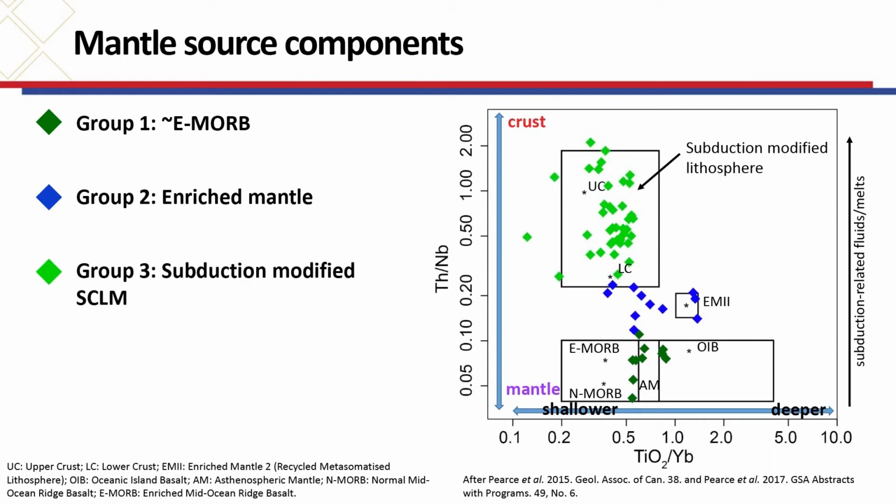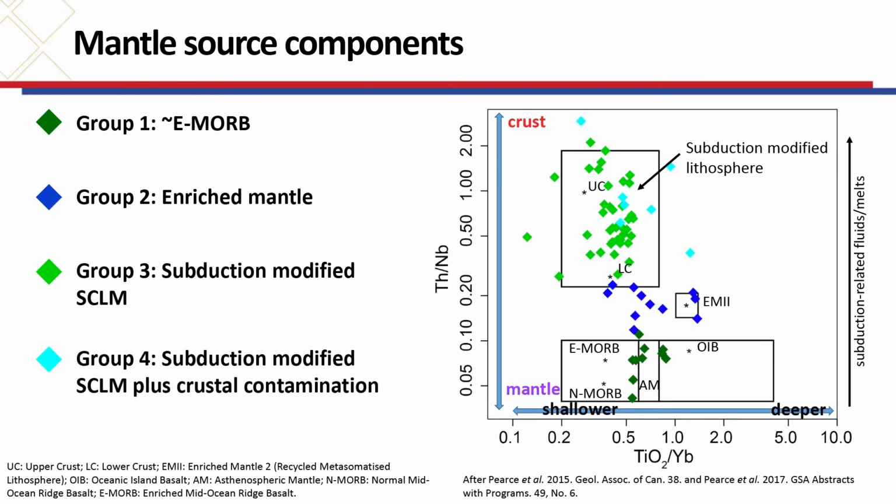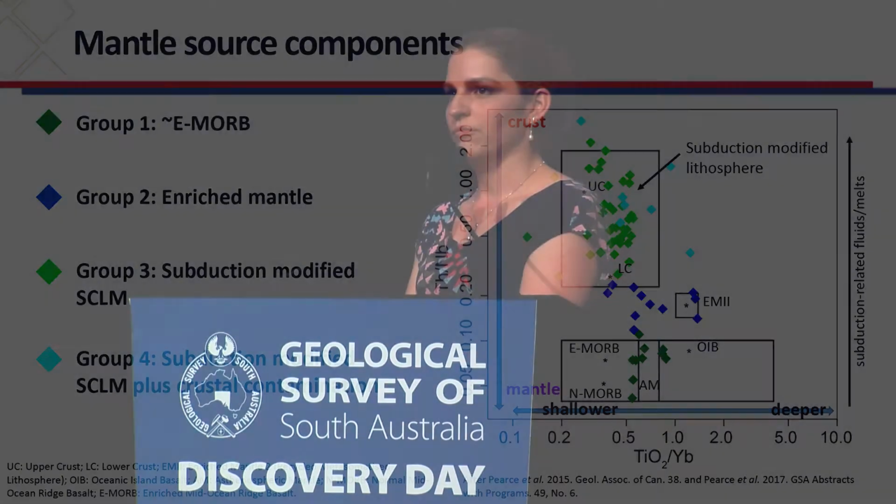Group 3 sit almost entirely within the subduction modified lithosphere, and this is also consistent with what we see in their whole rock and isotopic signatures. And then group 4 are mostly within this field, but with their negative epsilon neodymium values, they may actually represent some additional crustal contamination. So despite our best efforts to remove it, the isotopic data might actually be suggesting that there has been some additional crustal material added to this group.